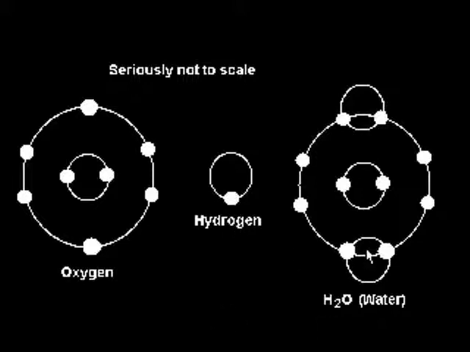So here we have a water molecule. This is composed of 1 oxygen and 2 hydrogen. And this makes the atom stable because you then have 8 electrons in the outer shell here, and the outer shell of the hydrogen is also full because they've bonded.